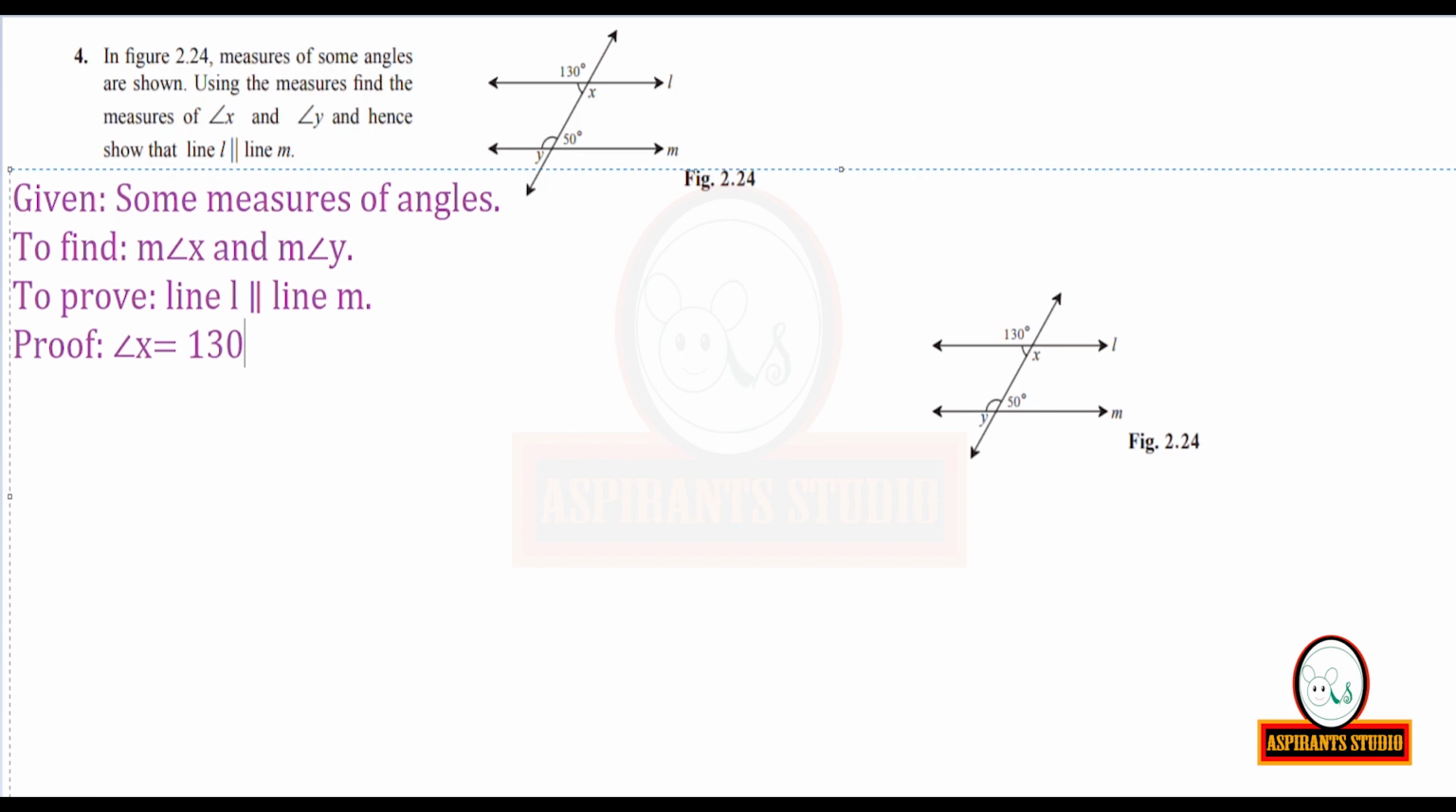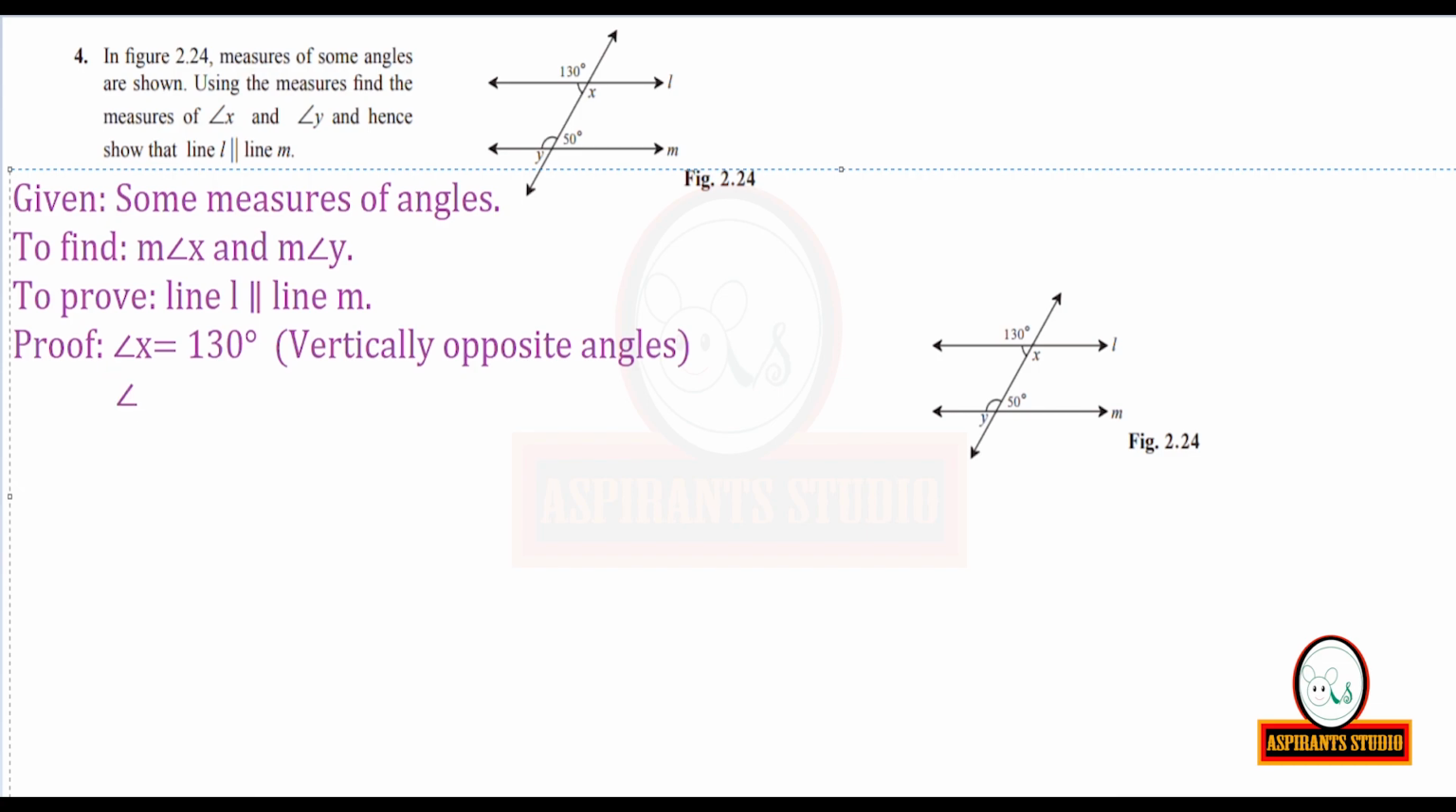Measure of angle X will be equal to 130 degrees because they are vertically opposite angles. Look at the figure. You can see them to be vertically opposite angles. Vertically opposite angles are congruent, therefore their measures are equal. Hence, measure of angle X is equal to 130 degrees.